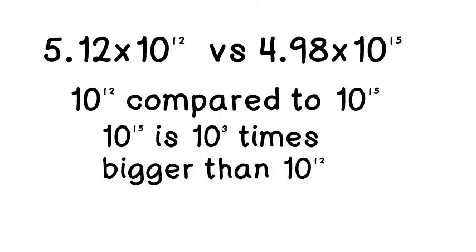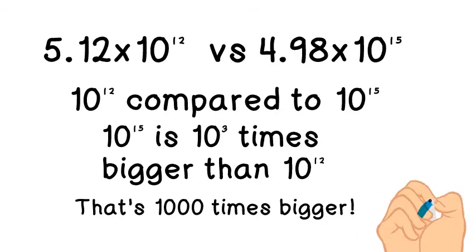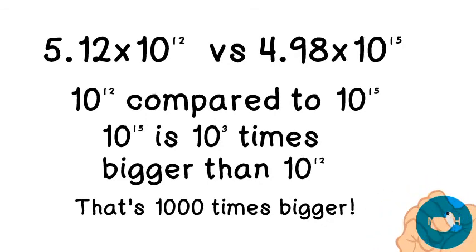And 10 to the 15th really is 10 to the third times bigger than 10 to the 12th. That's 1,000 times bigger. So make sure you're paying attention to the exponents when you're comparing these numbers in scientific notation.